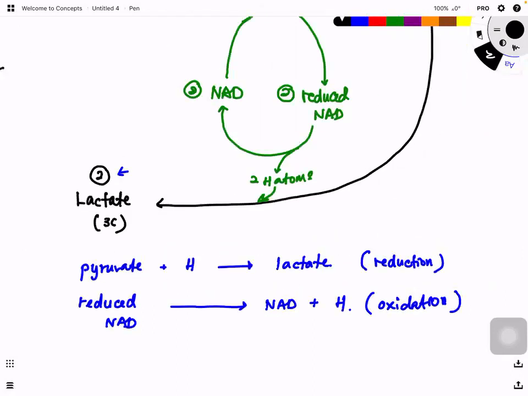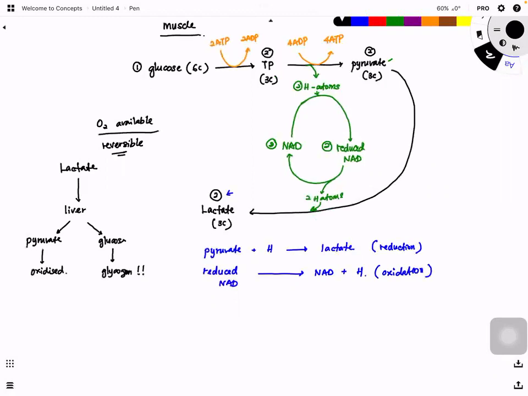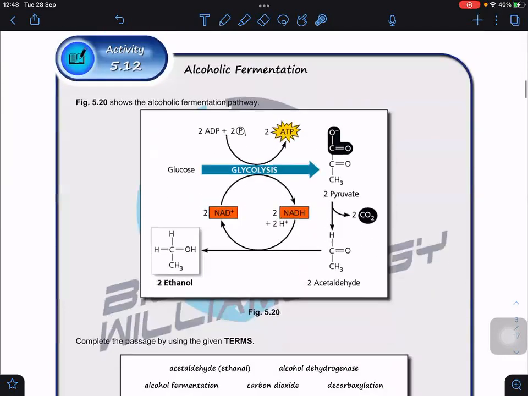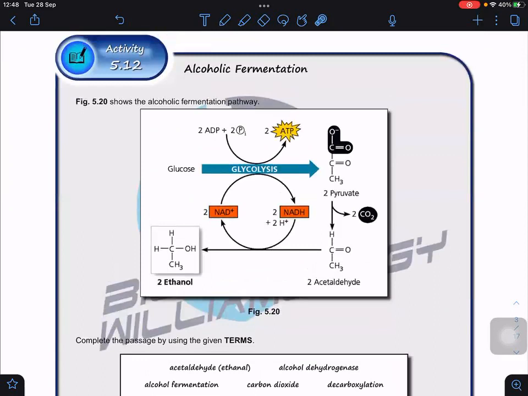So reduce it. Then you can copy. So as I say, we have two: one is alcoholic fermentation, another one is lactic fermentation. So in alcoholic fermentation, you can try this exercise. 2 minutes.